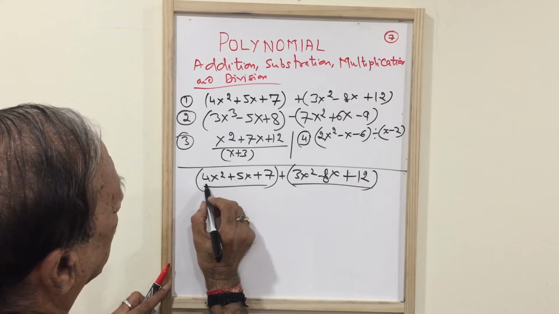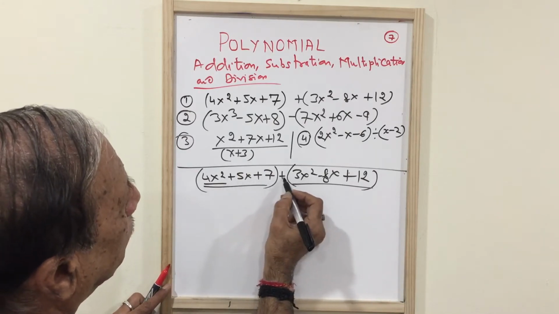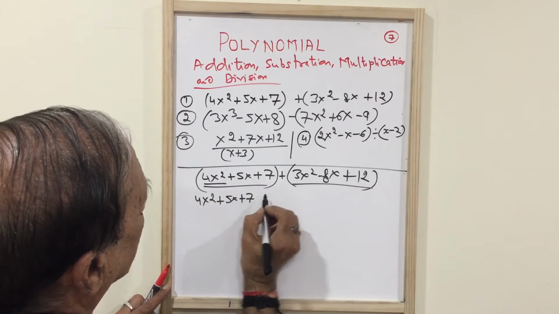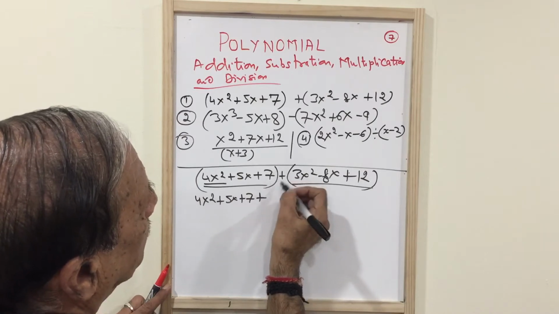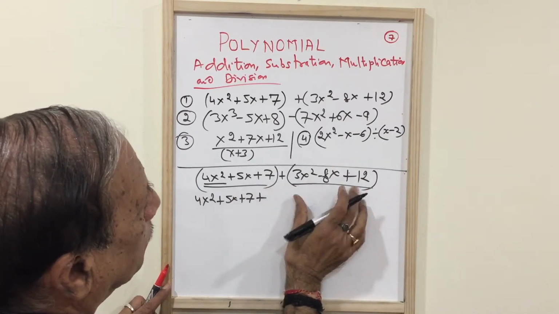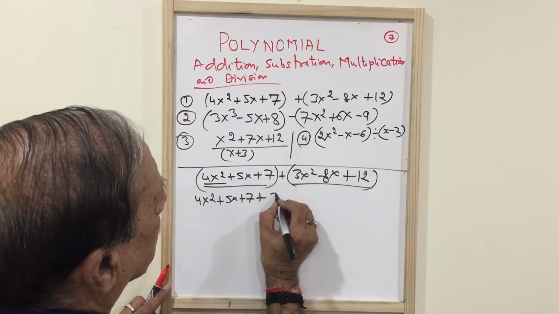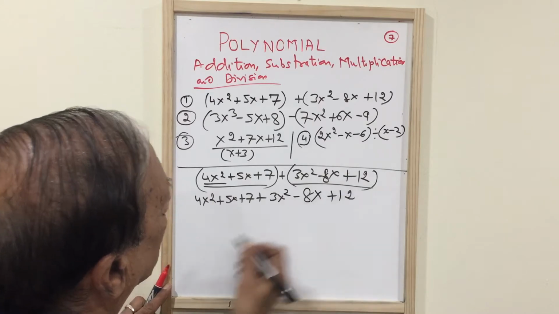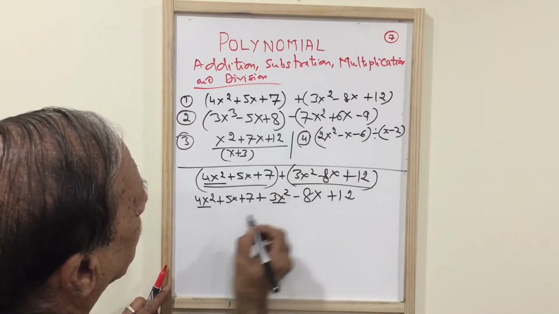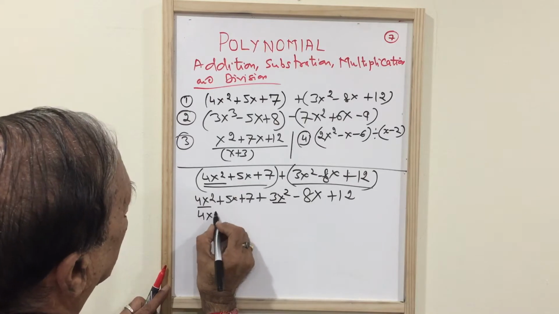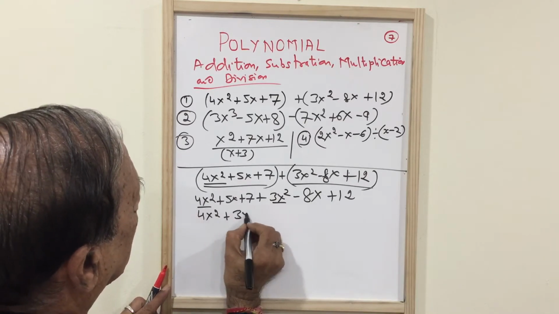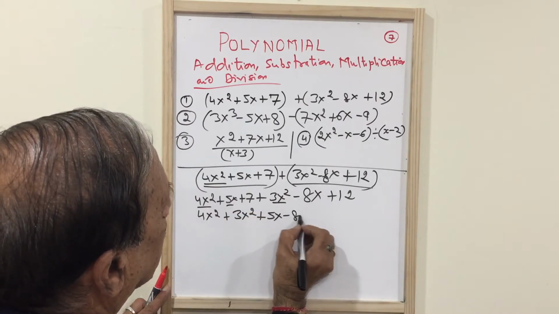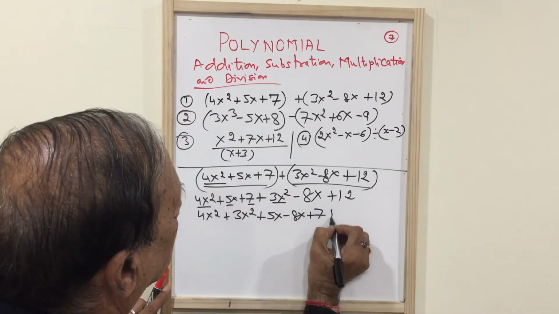This one is 4x square plus, we'll open this bracket first, 4x square plus 5x plus 7 plus, because the positive sign is outside this bracket, so when we open the bracket there will not be any change in the sign. So it is 3x square minus 8x plus 12. We'll rearrange the numbers, 4x square plus 3x square, then 5x minus 8x plus 7 plus 12.